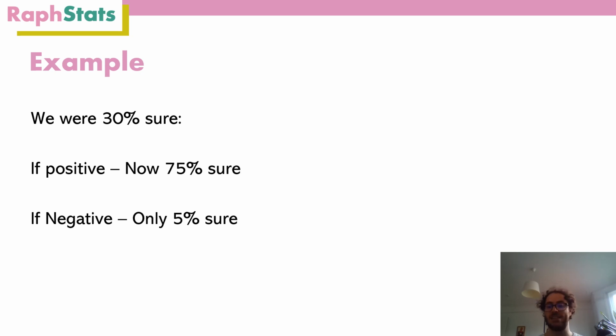In contrast, let's take someone who we were 30% sure might have COVID. So they've got some symptoms, but other things pointing away. Again, we've worked out our positive and negative likelihood ratios. If they're positive, we're going to add 45%. That's 75% sure. So we're pretty sure this person has COVID, and we can accept that and move on. But now if they're negative, we're 5% sure they have COVID. So we're 95% sure they don't.